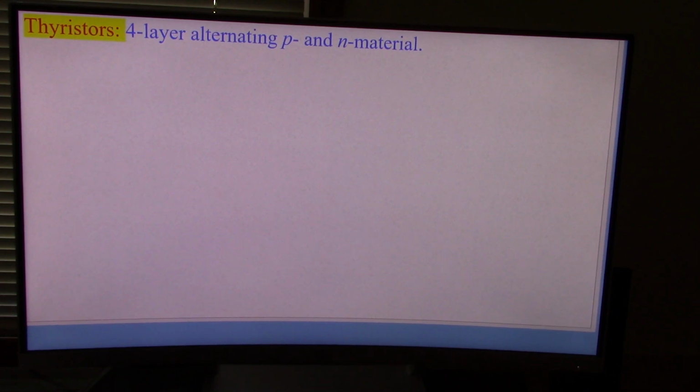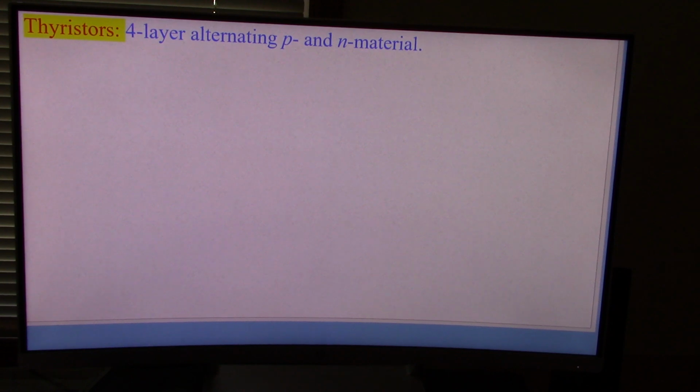Okay, so this is about thyristors, and if you should watch the videos on thyristors, it's a 4-layer alternating PNPN material. All this time we've been talking about either 2 layers or 3 layers. Now we are talking about a 4-layer device, and these are switching devices, thyristors.